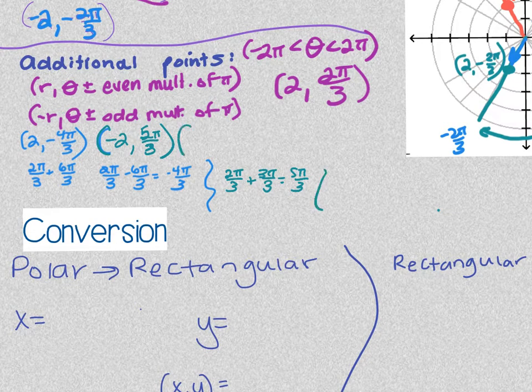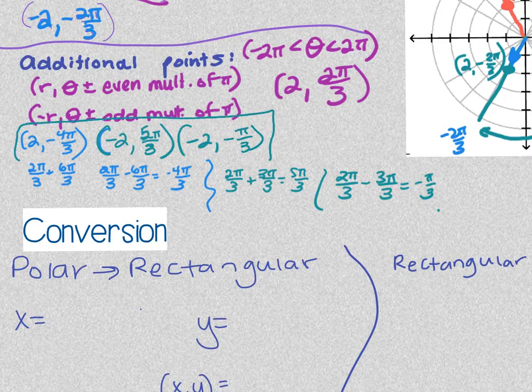And then take negative 2, this time subtract pi, or 3 pi over 3, and I get negative pi over 3. There are my 3 additional representations of the same point. If it wanted it in order of least to greatest, negative 4 pi over 3 is the smallest. That would go first. Negative pi over 3 is the second smallest, and then 5 pi over 3 would be the last one in order from least to greatest.